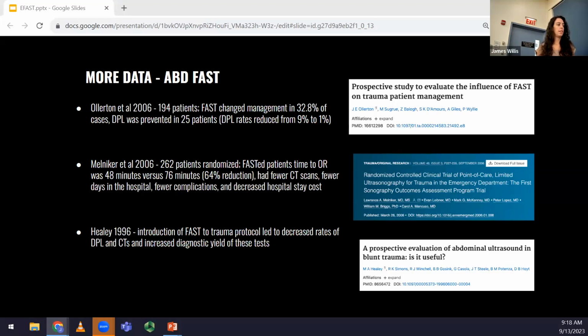Lastly, there was a study in 1996 that was looking at what changes were happening in the field of initial trauma management since introduction of the FAST, and it showed a decreased rate of DPLs and CT scans, as well as increased diagnostic yield of these tests. That just means that because they were doing this initial screening examination with the FAST exam, when they were doing DPLs or CT scans, they were more likely to actually yield positive findings.